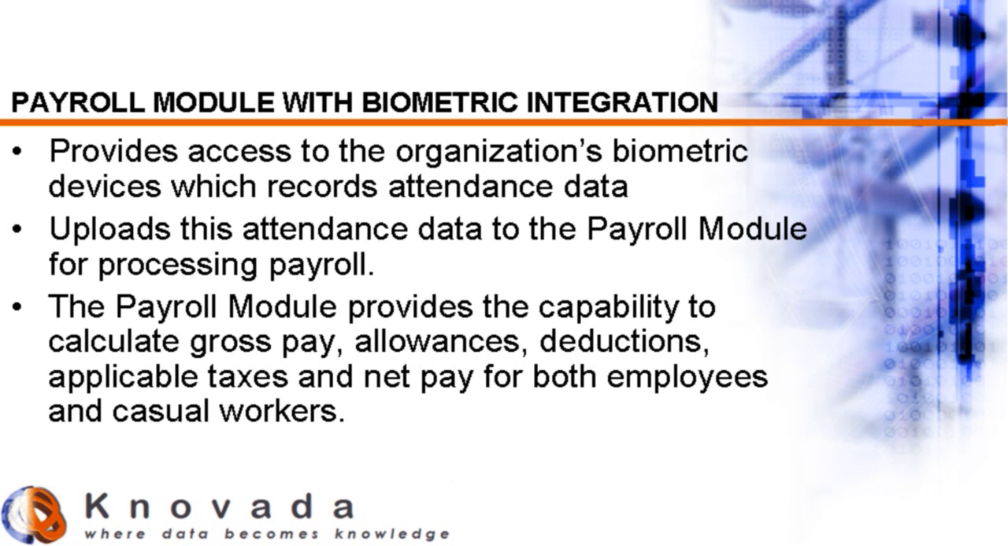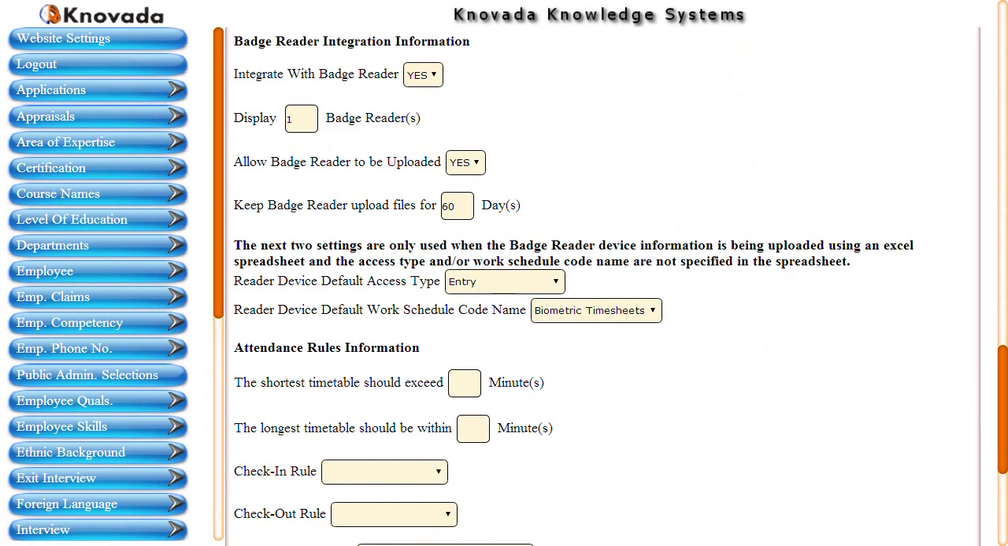The payroll module provides the capability to calculate gross pay, allowances, deductions, applicable taxes and net pay for both employees and casual workers. The work schedule display information provides biometric and/or badge reader integration information. Selecting Yes and Integrate with Badge Reader indicates the organization wishes to integrate the biometric devices with the payroll module. The number of biometric or badge readers should also be selected at this time. The number of biometric or badge readers can be changed as the need arises.